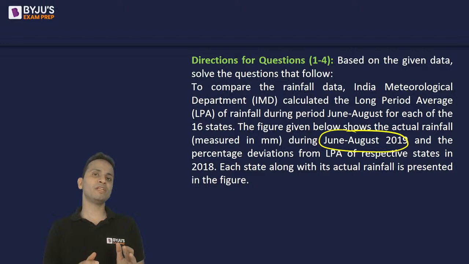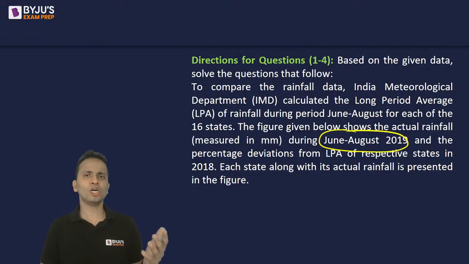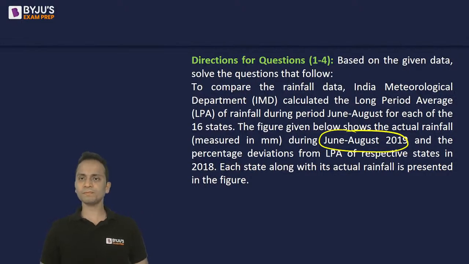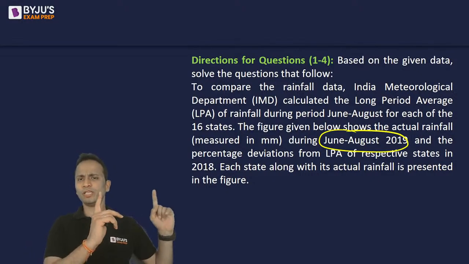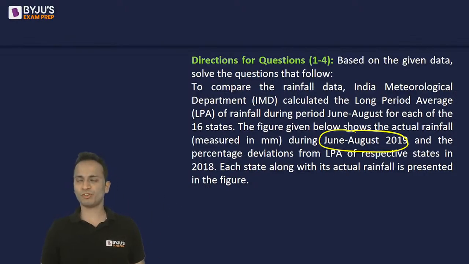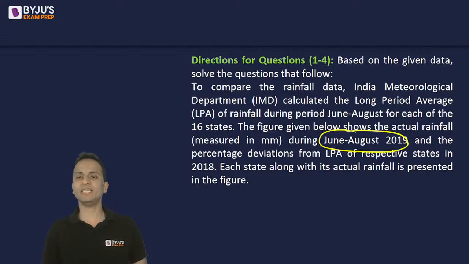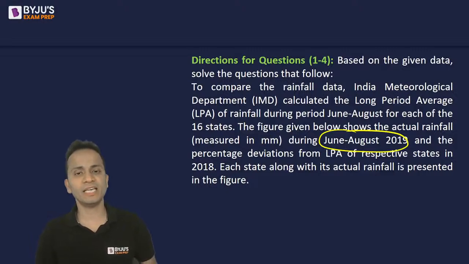So the rainfall may be given individually for June, July, August, or they may give you the combined value for June, July, August for 2019. Also, it gives the percentage deviations from LPA of the respective states in 2018. So they would have calculated the long period average for 2018, and they are also giving the percentage deviation of this rainfall from the LPA of 2018. Each state along with its actual rainfall is represented in the figure.